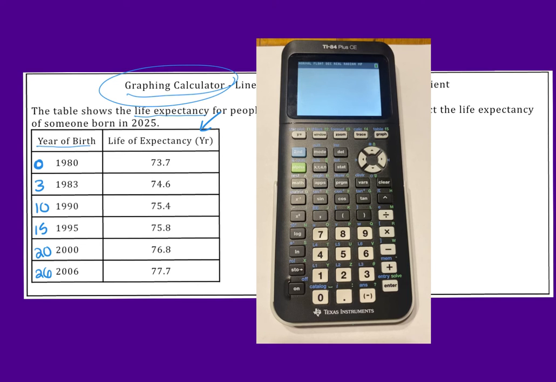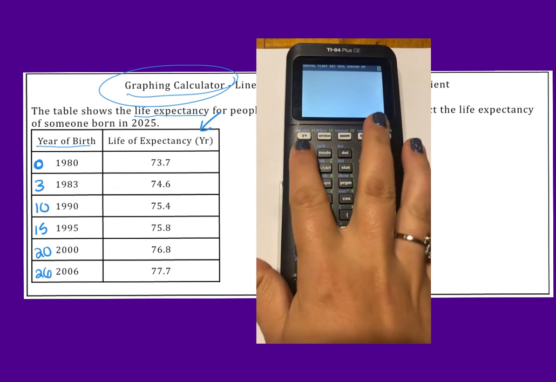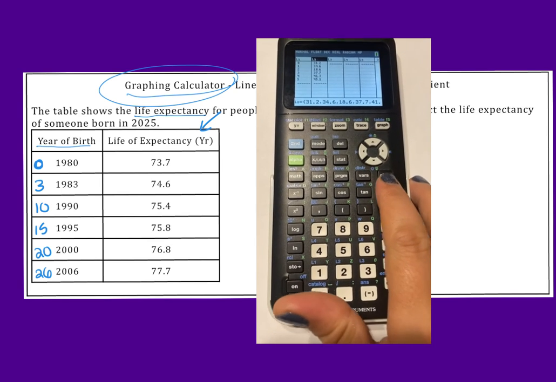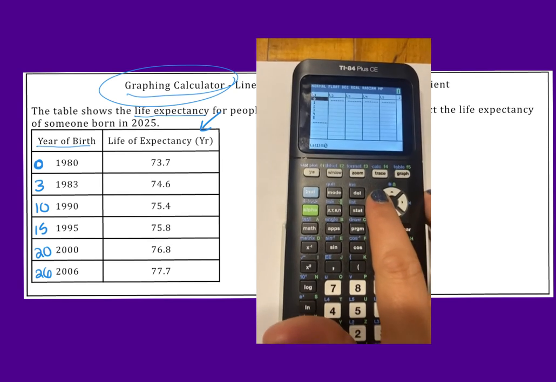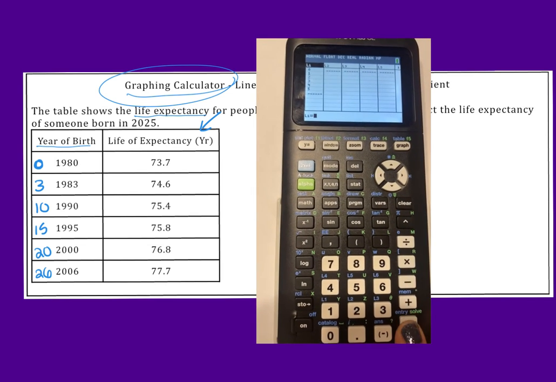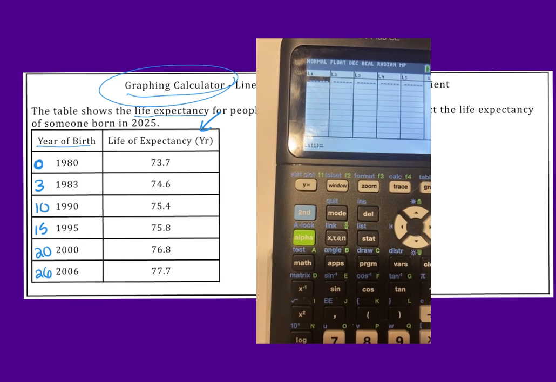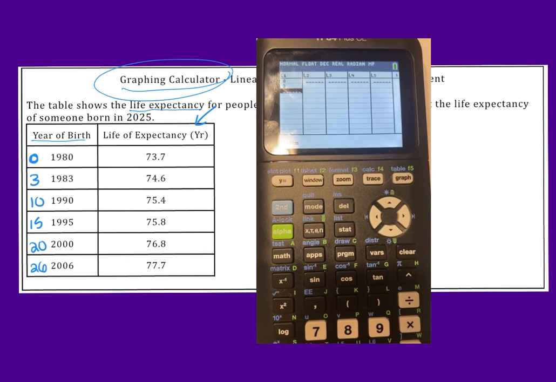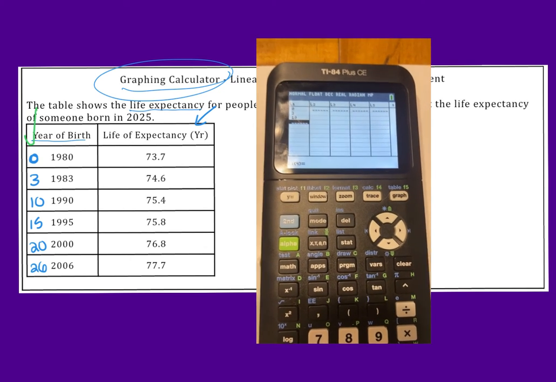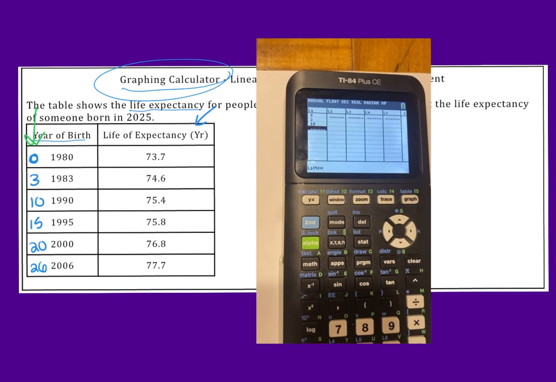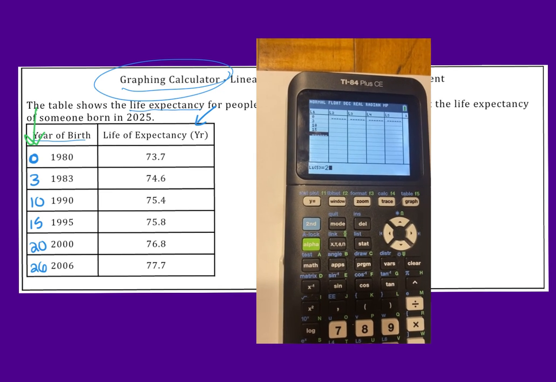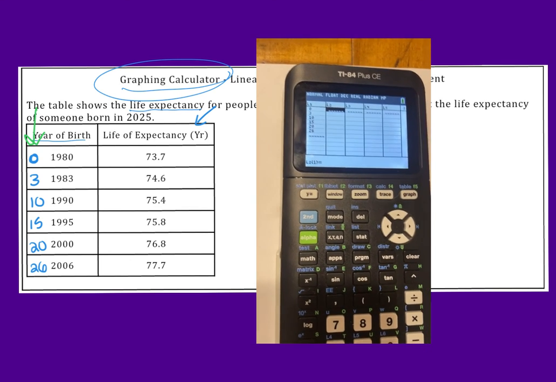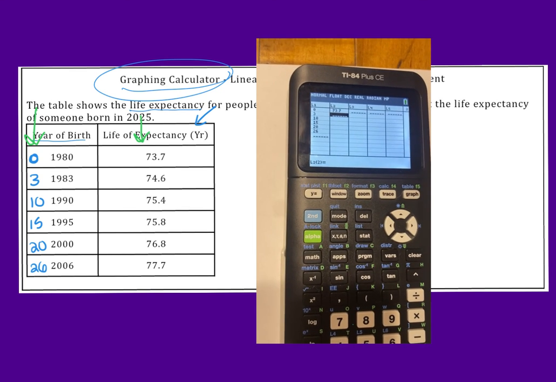So grab a graphing calculator and follow along. We're going to hit the stat button and then enter. I have some information in here I'm going to clear. So I'm highlighting the list at the top and hitting clear, enter, to clear out a whole list. So under L1, I'm going to input all of these X values, all the X values on my table: 0, 3, 10, 15, 20, and 26. And then in L2, I'm going to put my Y values.